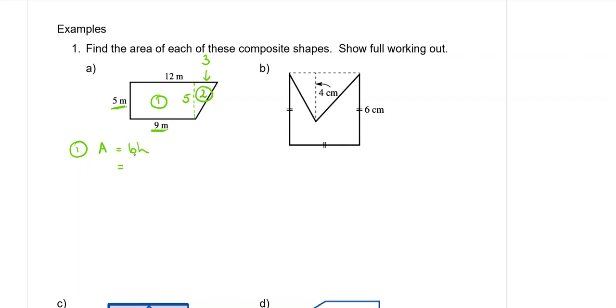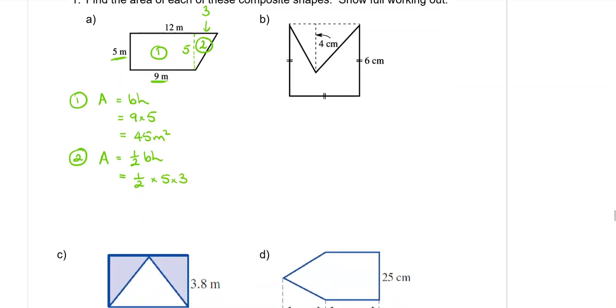The base and the height of my rectangle is 9 times 5, which is equal to 45 meters squared. Shape number 2 is a triangle. The formula for a triangle is half base times height. Okay, so the base and the height is 5 times 3. Half of 5 times 3 is 7.5 meters squared.